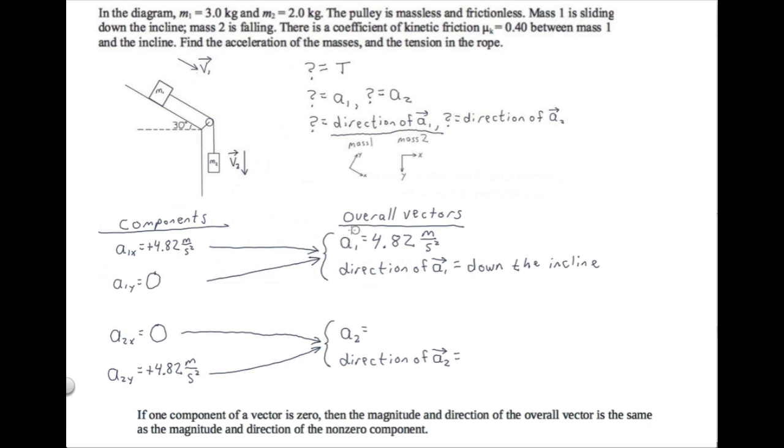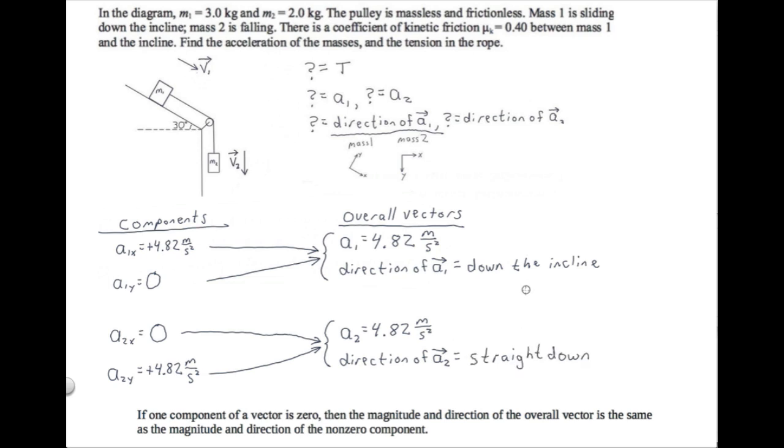Remember that when we write this symbol without an arrow on top, it stands just for the magnitude of this overall vector. Here I included the arrow on top because this symbol stands for the complete vector, including its direction. Now we can apply the same idea for A2. The overall vector for A2 should have the same magnitude as this component, 4.82 meters per second squared. And the direction of the overall vector is the same as the direction of this component. This component points in the positive y direction for mass 2. The positive y direction for mass 2 points down, so the direction of the overall acceleration for mass 2 is straight down.